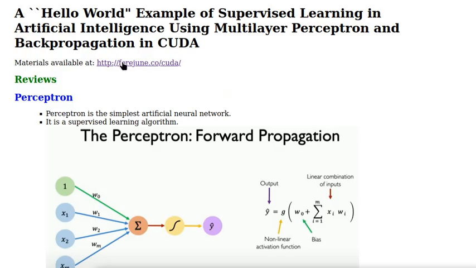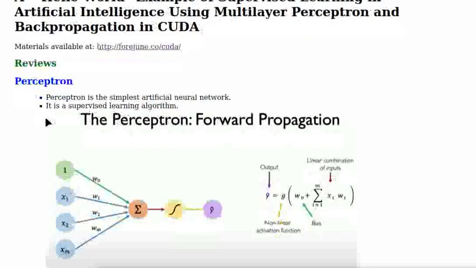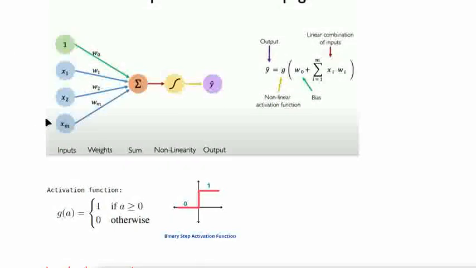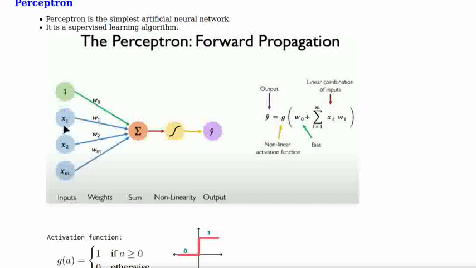Let's begin with a brief review of the perceptron, the simplest form of an artificial neural network and a supervised learning algorithm. The diagram illustrates a basic perceptron with inputs x1, x2, ..., xm, where x0 equals 1, representing the bias term, and w0 is the corresponding bias weight. Each input is multiplied by its respective weight, and the products are summed along with the bias term. This sum is then passed through an activation function, g, to produce the predicted output y hat.